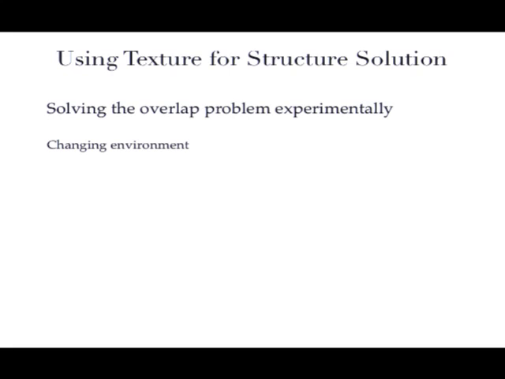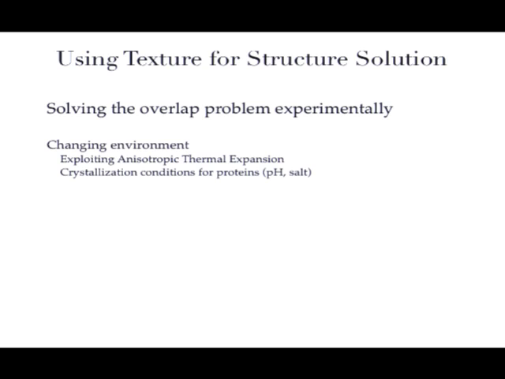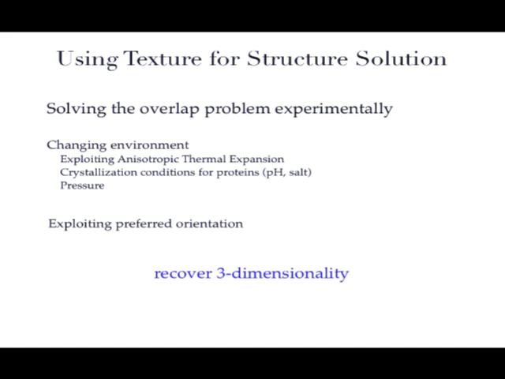A number of problems, methods of doing it, changing the environment. You can, for instance, exploit anisotropic thermal expansion. You could change the crystallization conditions, for instance, for proteins, or I guess you could also use pressure, which would induce changes in the lattice parameters. But I'm not talking about those, I'm talking about exploiting the preferred orientation. And that's, in a way, recovering the third dimension, which we normally lose by doing a powder pattern measurement.